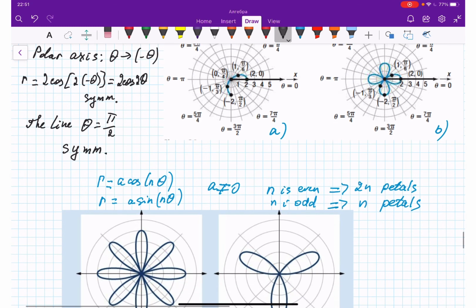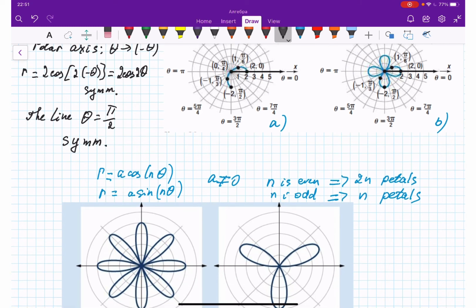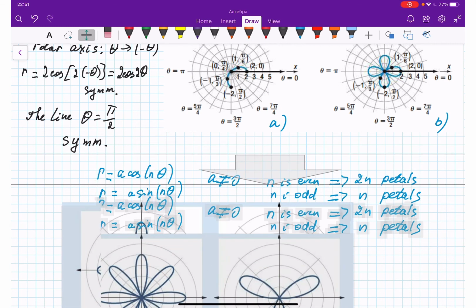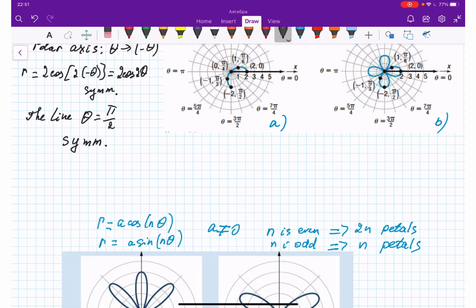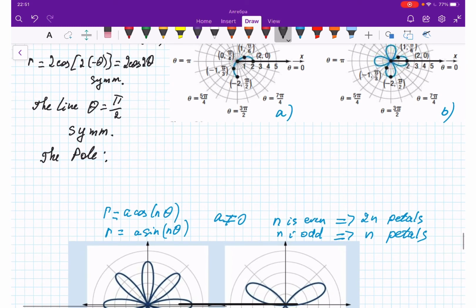It's also symmetric. And regarding the pole, since the graph is symmetric with respect to both the polar axis and the line theta equals pi over 2, then it must be symmetric with respect to the pole also. Symmetric. All right. Next, constructing the table.